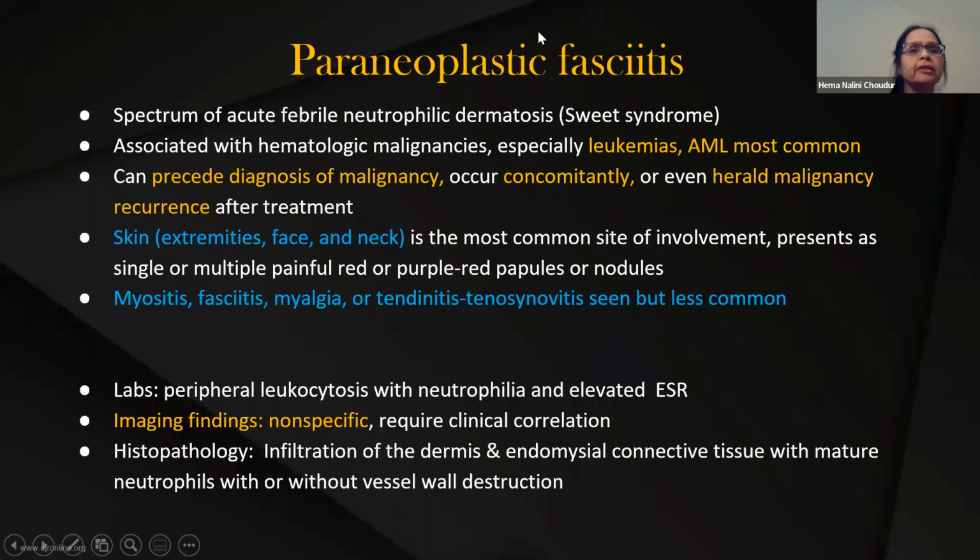Then there is the last entity of fasciitis, which is the paraneoplastic fasciitis, where it is associated with hematological malignancy of leukemia and AML. It can either precede the malignancy, occur concomitantly with the malignancy, or herald a malignant recurrence. While it is common in the face and neck, it can occur in the extremities and can present with calf pain of myositis, fasciitis, myalgias, tenosynovitis, and tendinitis. While imaging is non-specific, it's the peripheral count where you see peripheral leukocytosis with neutropenia, elevated ESR, and the history of leukemias, AML. This makes the diagnosis of a paraneoplastic fasciitis.